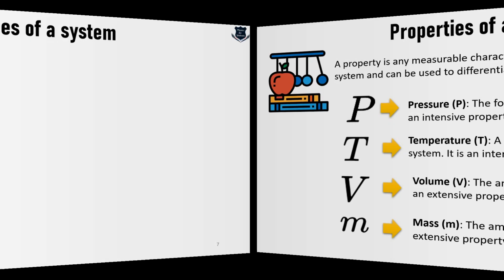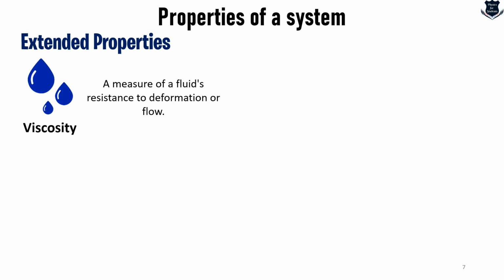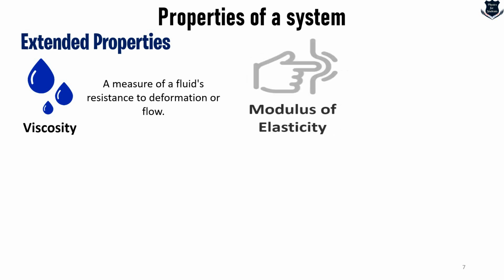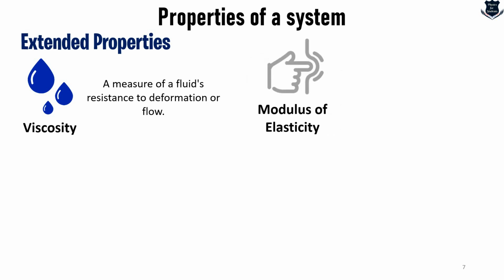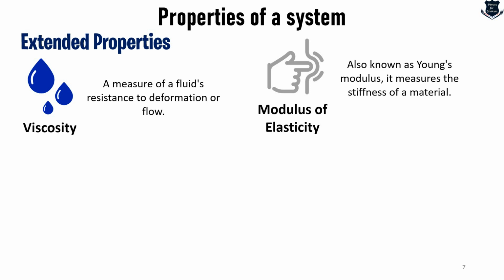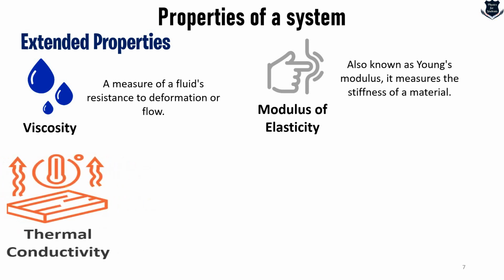Now there are many other properties which go beyond this, which are called extended properties. Among them, the first is viscosity, which is a measure of a fluid's resistance to deformation or flow. It is an important concept in fluid dynamics, and affects how fluids flow under various conditions. There is another concept which is called modulus of elasticity, also known as Young's modulus. It measures the stiffness of a material. It is a key property in material science and engineering.